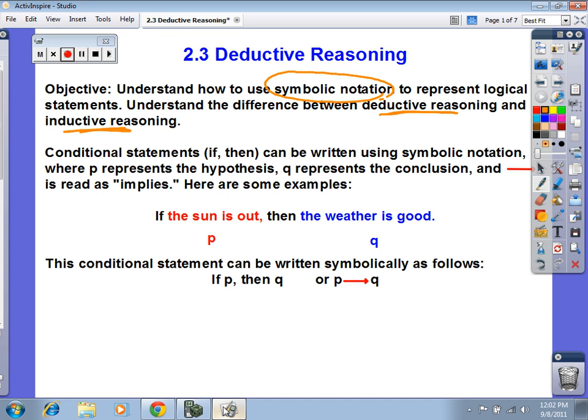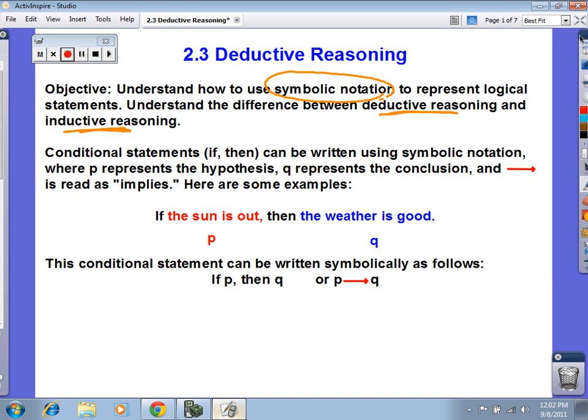So conditional statements, it's if-then. They can be written using symbolic notation. So let's say that P is going to take the place of our hypothesis. Q is going to take the place of our conclusion. And this arrow, if you read it, it reads implies. So here's an example. If the sun is out, then the weather is good. So your hypothesis is P, if the sun is out. Your conclusion, that must mean the weather is good. So we're going to write this conditional statement, if P, then Q. Or better yet, P implies Q. This is the general form for any conditional statement: hypothesis implies the conclusion. So are we good with that symbol right there? Everyone's got the arrow down?